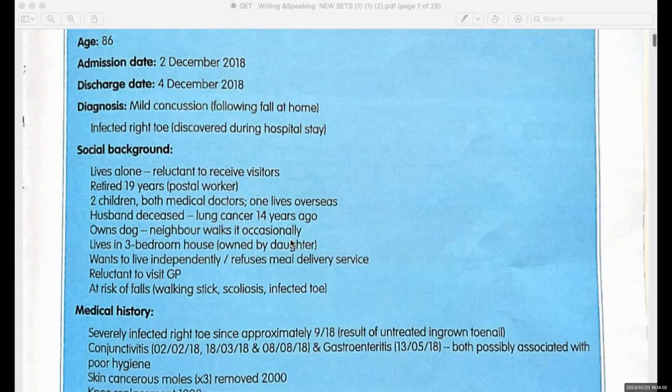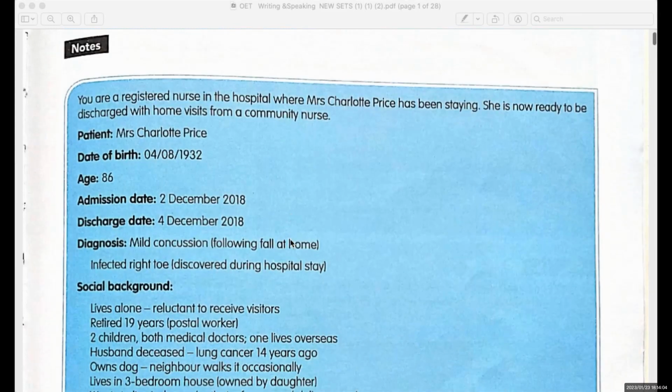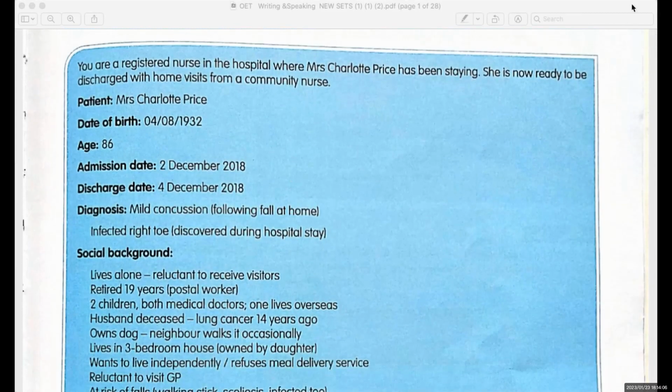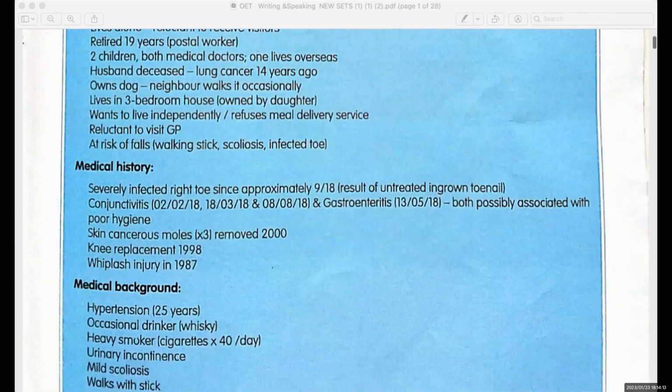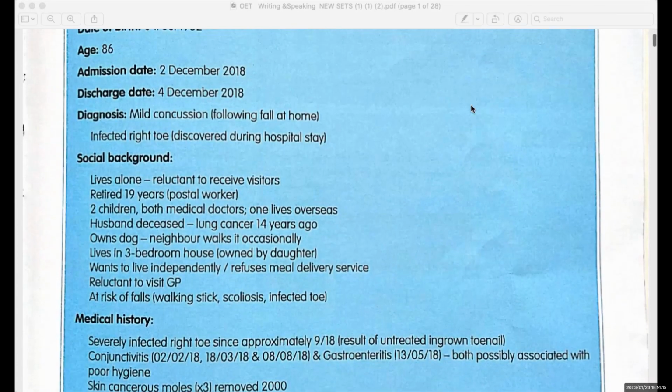So first of all, the question is, what do you do when it comes to writing? How do you start the writing? How do you begin the writing? I think you must have all watched the videos that I've sent you in the beginning. It's a prerequisite for admission. Anybody who gets admission has to watch that video. So I'm expecting that you're familiar with the format of OET writing.